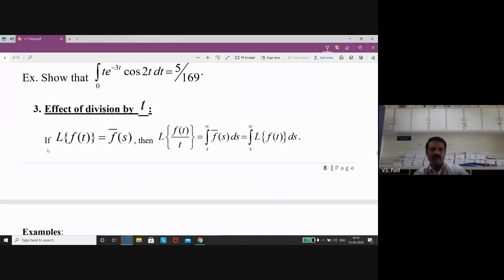What does the next property say? If the Laplace transform of f of t is f bar s, then the Laplace transform of f of t divided by t is given by the integration from s to infinity of f bar s ds. Please concentrate. Some people will get confused with this. Now, what is this f bar s?